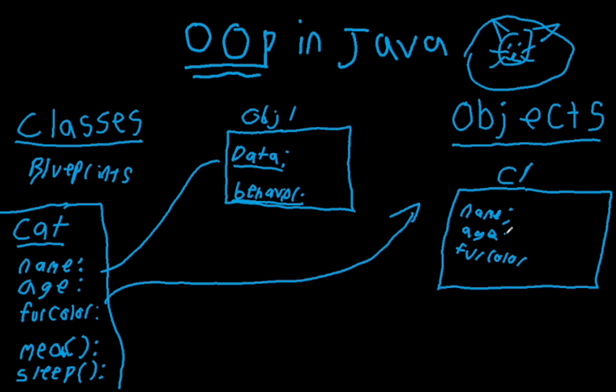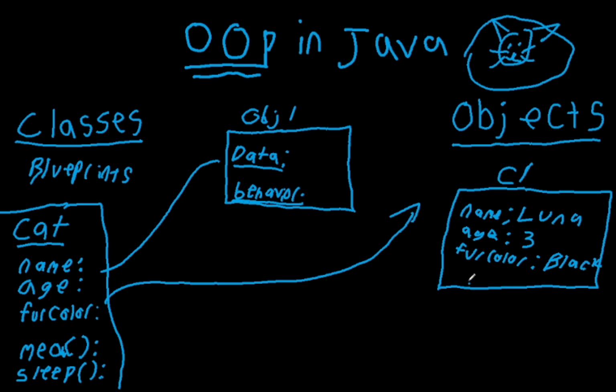But C1 is a cat object, so it's actually going to have values for these. Sometimes they might be empty, but most of the time we're going to end up setting the values. So for C1, we're going to name our cat Luna. Luna's age is going to be 3. And fur color will be black.